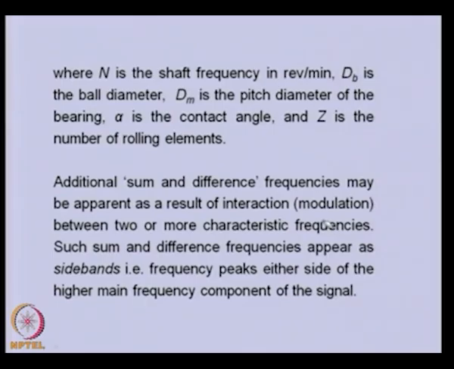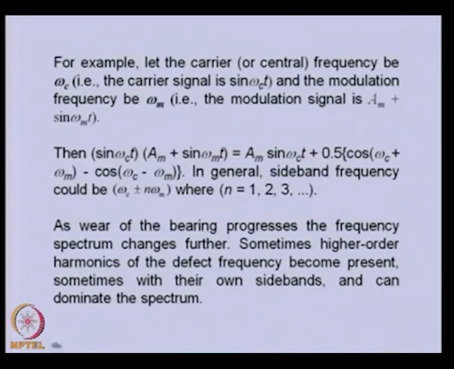So, even with the rotor speed and the other defect frequency, there can be sum and difference of the frequency present in the spectra because of the modulation. Such sum and difference frequencies appear as sidebands, frequency peaks on either side of the higher main frequency component of the signal. So, sidebands are nothing but, there will be a predominant peak and on either side of that there will be two smaller peaks. So, that is called sidebands.